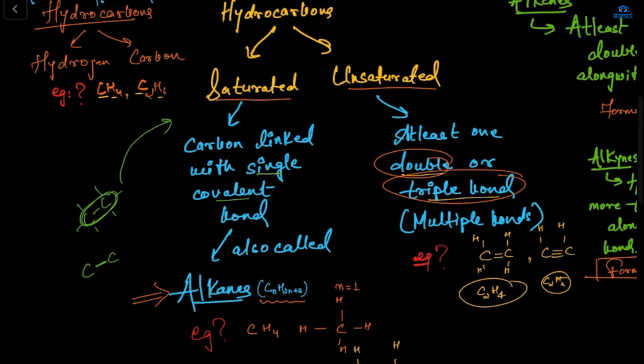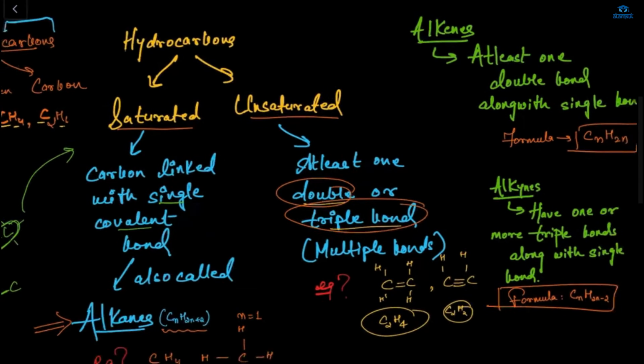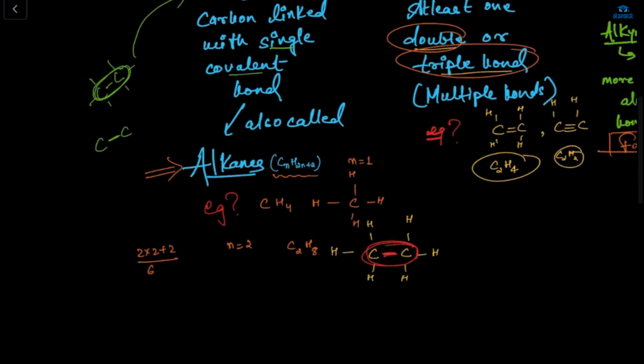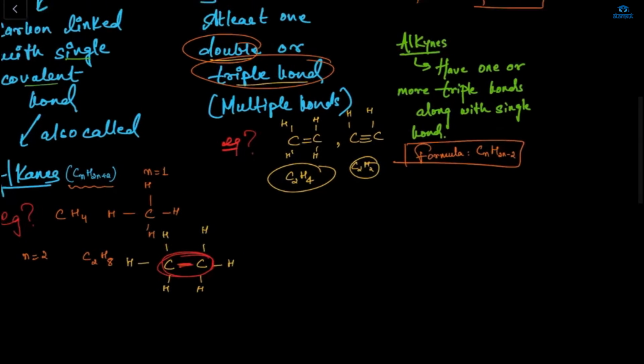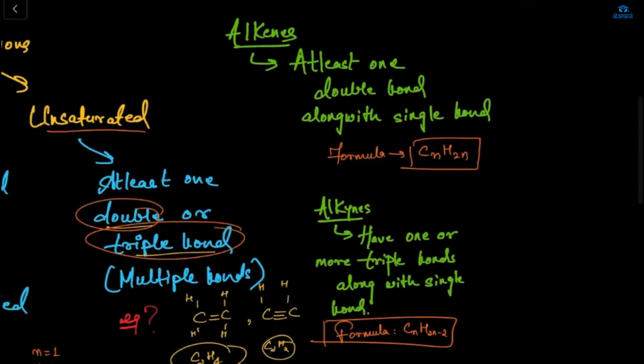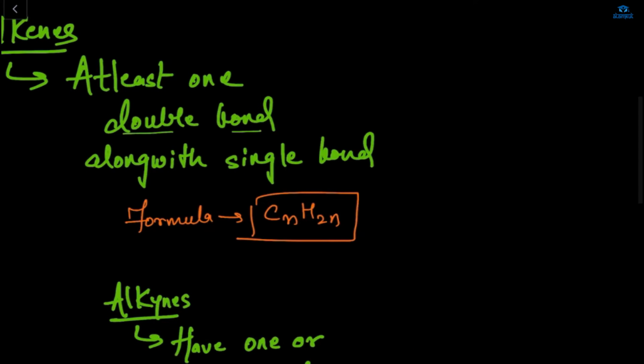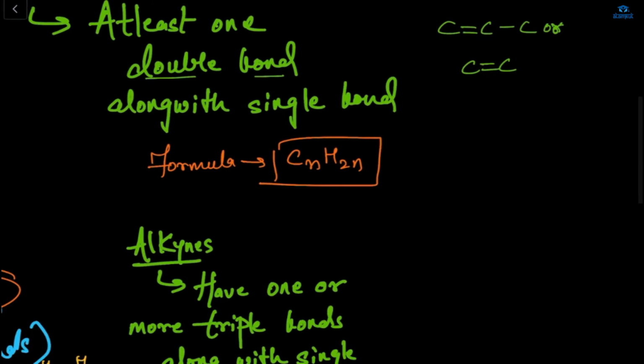Any doubt, Rudra and Safia? Okay, now next, alkane we already discussed, that it consists of single bonds, right? So now we will discuss alkene and alkyne. Now what is alkene? Alkene means at least one double bond. It should have at least one double bond, or only one double bond, like this. So that is your alkene.